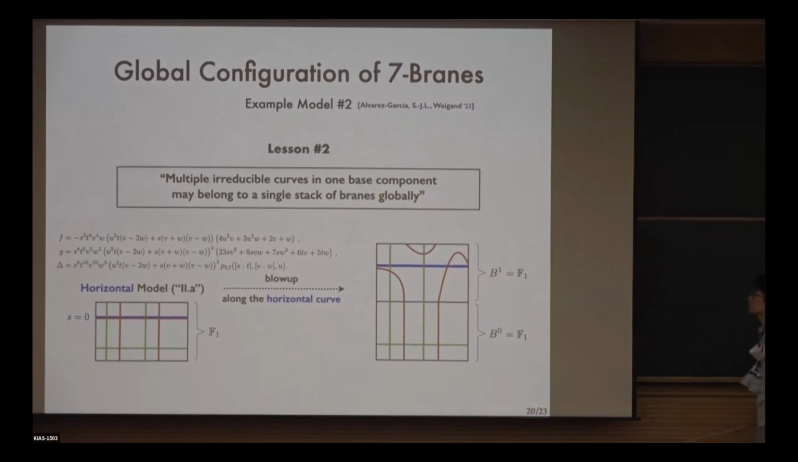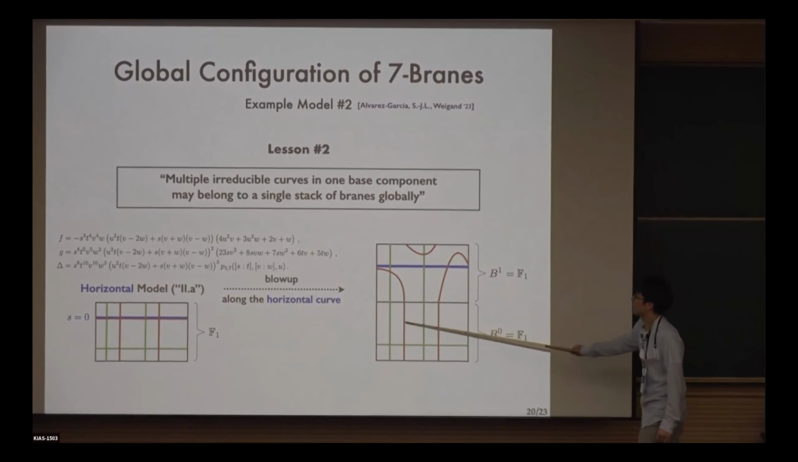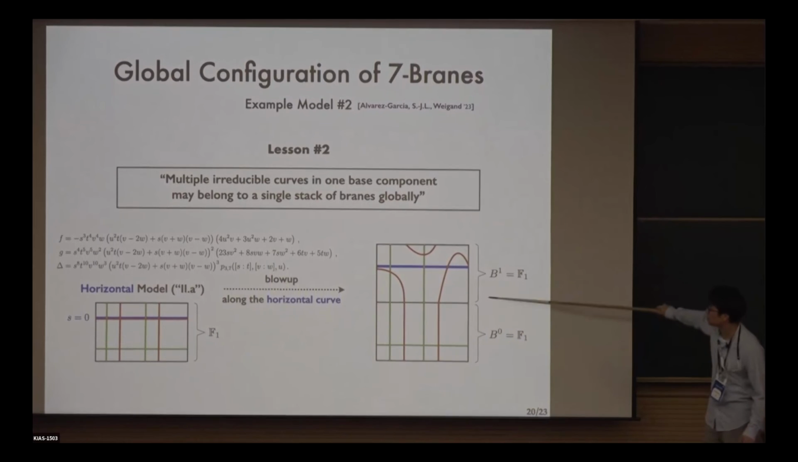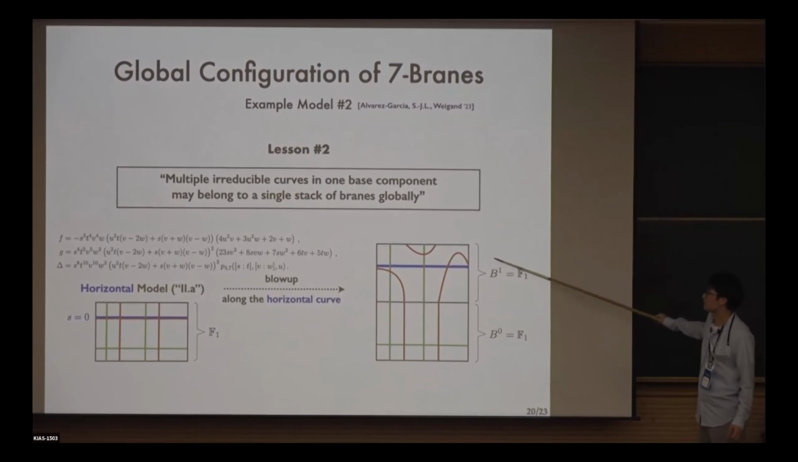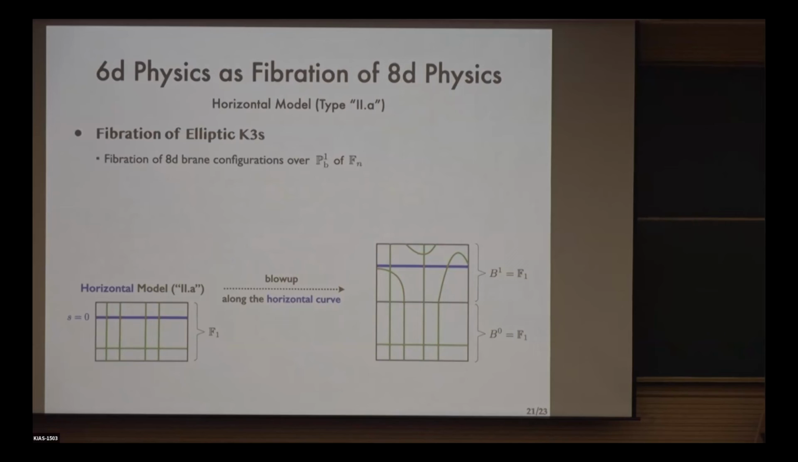So again, in any case, the lesson we can draw from here is that multiple irreducible curves in one base component may in fact belong to a single stack of branes at a global level. So this can also happen in 6 dimensions. So global analysis is required again. Okay, so this is the last slide.